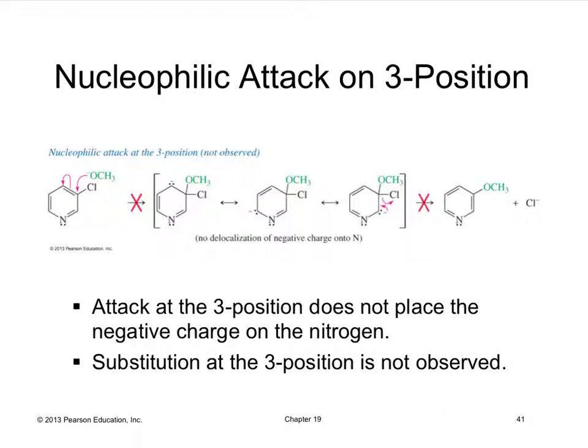If you tried a nucleophilic attack on the 3 position, this is what would happen. Electrons come in, kick off. Here, here, and here, you don't have any delocalization of the negative charge on the nitrogen at all in such a case. As a result, substitution on the 3 position isn't observed.